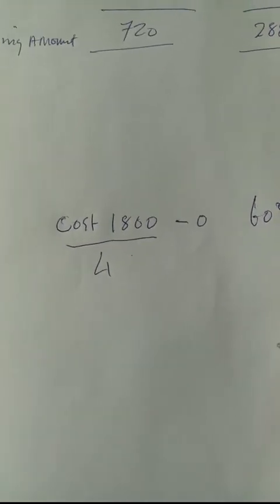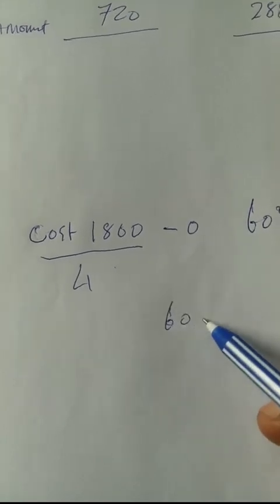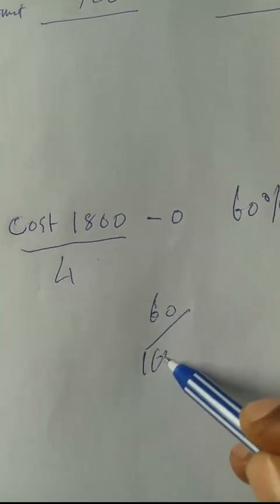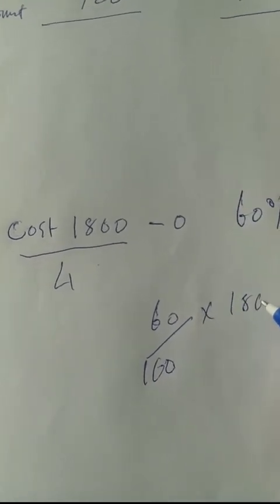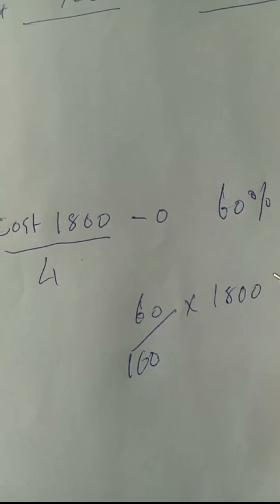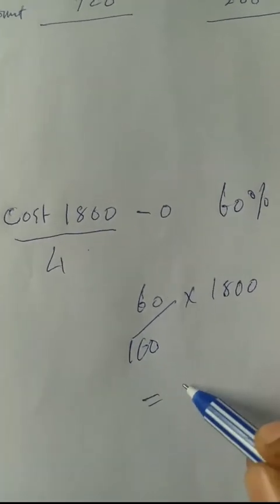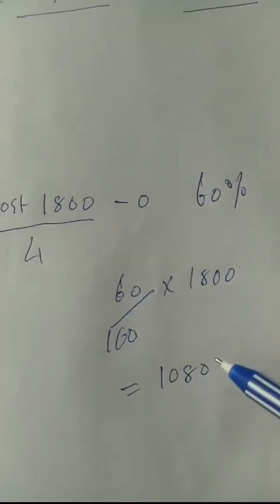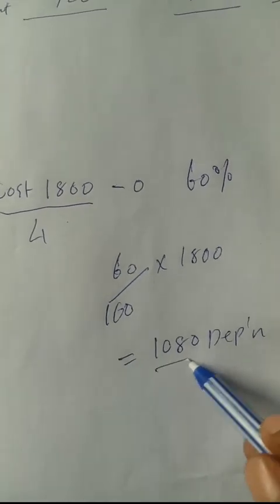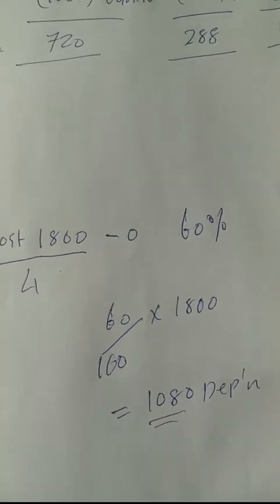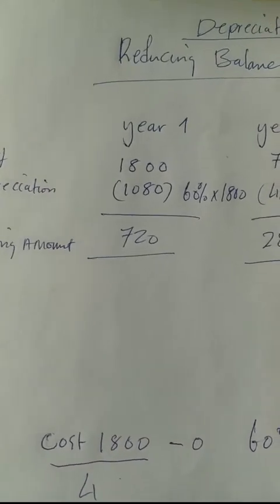So to calculate under the reducing balance method, the depreciation first of all, 60%, that's 60 over 100 multiplied by the 1,800, the cost for an asset. So from here, our answer, we'll find that is 1080. That's our depreciation in the first year, okay? In the first year. But using the reducing balance method, let's see how our depreciation goes about.